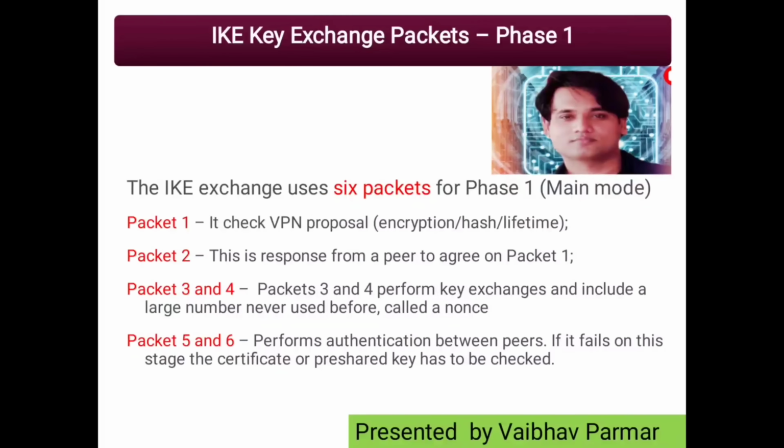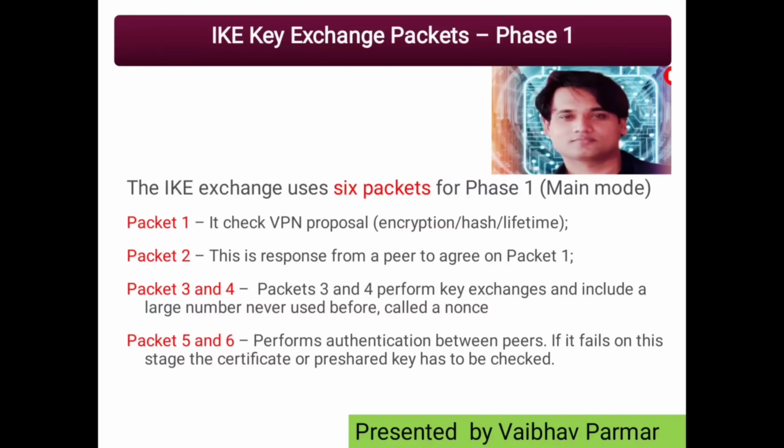Packets 3 and 4 perform key exchange. Packets 3 and 4 are the actual security decision makers because your actual key related exchange happens at packets 3 and 4, but these packets never help you during your troubleshooting, because every time you see a large number formation which was never used before, and we call it a nonce.